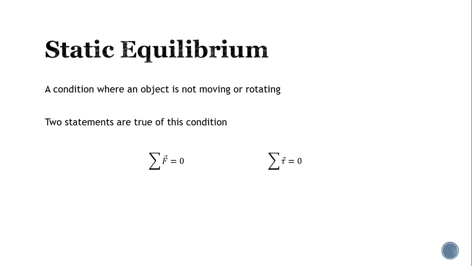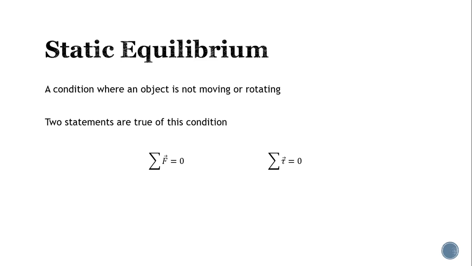For example, if we're building a bridge or a building or any type of structure, usually it's not good to have beams in our bridge moving or rotating, or beams in your building moving or rotating. That's usually a bad thing to have happen. And so we'd want to make sure this condition of static equilibrium is true.